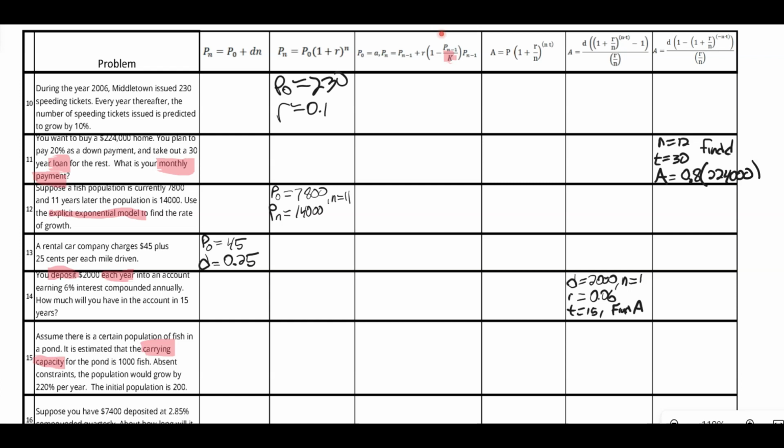So let's see what we have about this. The carrying capacity, so that's K, is 1,000. Absent constraints, the population would grow by 220%. So that's r would be 2.2. And the initial population is 200. So P sub 0 equals 200. And that's actually enough information to find P sub 1 and P sub 2, etc.